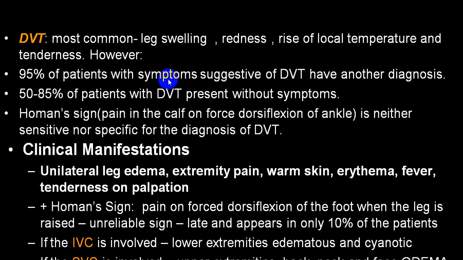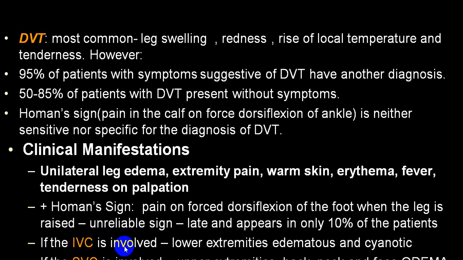In 95% of the patients with these symptoms, it is very easy to diagnose a deep vein thrombosis. In 50 to 85% of the patients may be asymptomatic. Homan sign is quite commonly positive, where you get pain on dorsiflexion at the ankle, but it is not a 100% confirmatory test, because there is no 100% sensitivity or specificity.